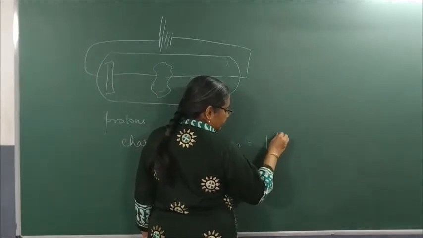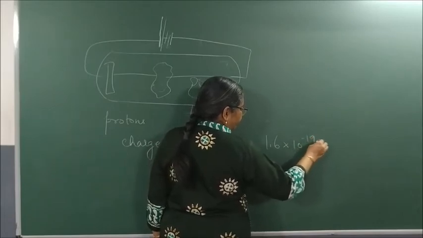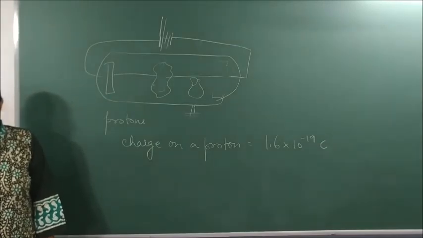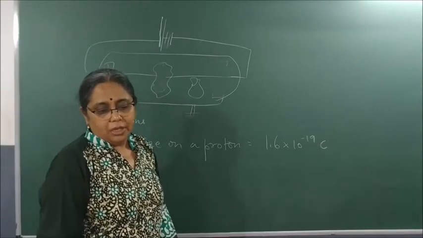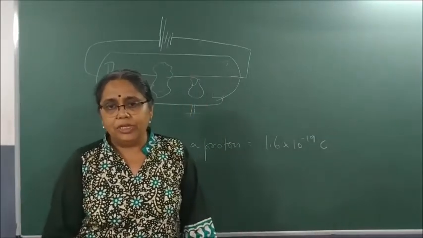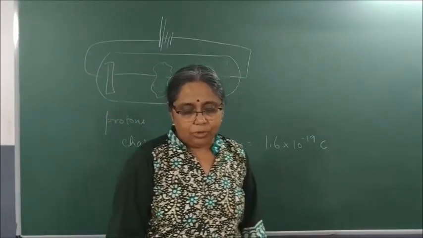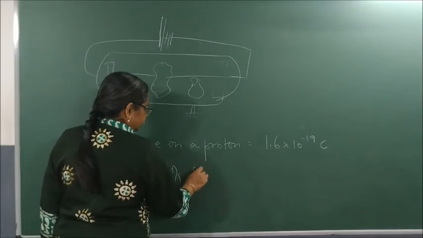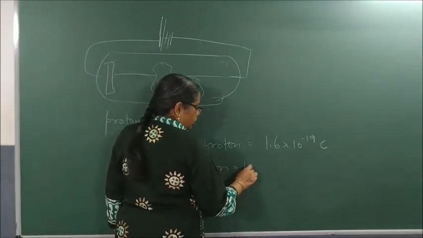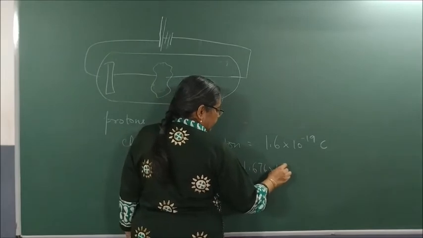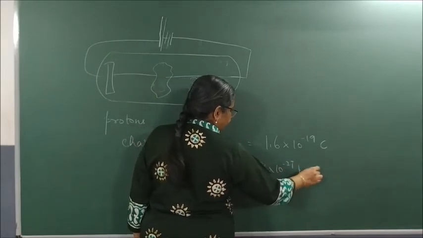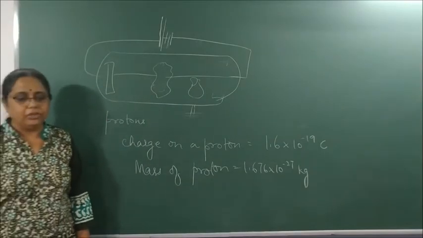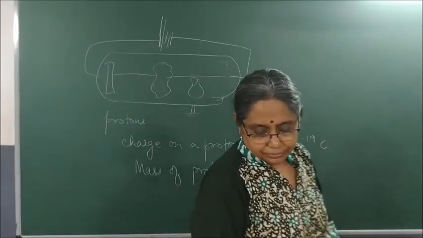So the charge on a proton is the same thing but without a negative sign: 1.6 into 10 to the power of minus 19 coulomb. That was minus 1.6 for the electron. This is 1.6 into 10 to the power of minus 19 coulombs. Actual value 1.602 into 10 to the power of minus 19 coulomb. And mass of proton is 1.676 into 10 to the power of minus 27 kg.